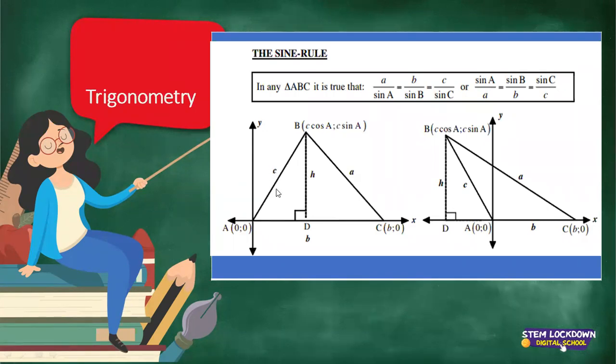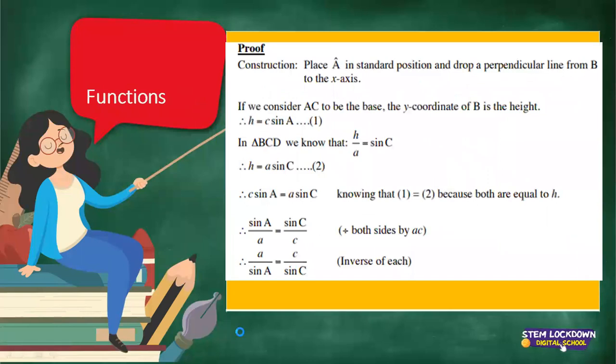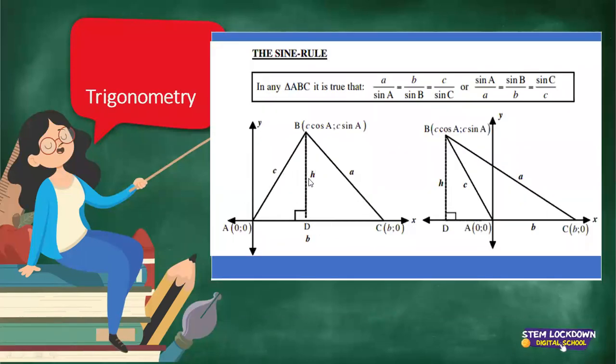Again, I'm looking at triangle ABD now. Sine of angle A, this is the opposite, this is your hypotenuse. So sine A equals h over c. So h equals sine A times c. That's how we get c sine A. So our h will be c sine A if we cross multiply.